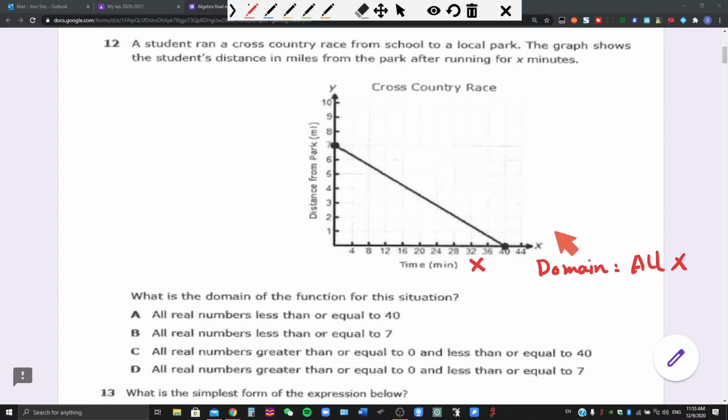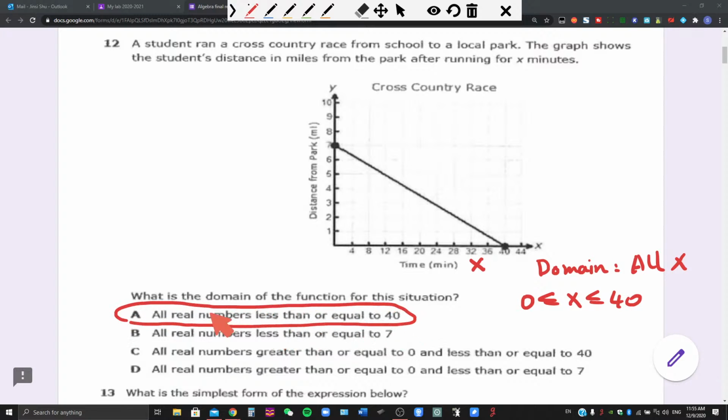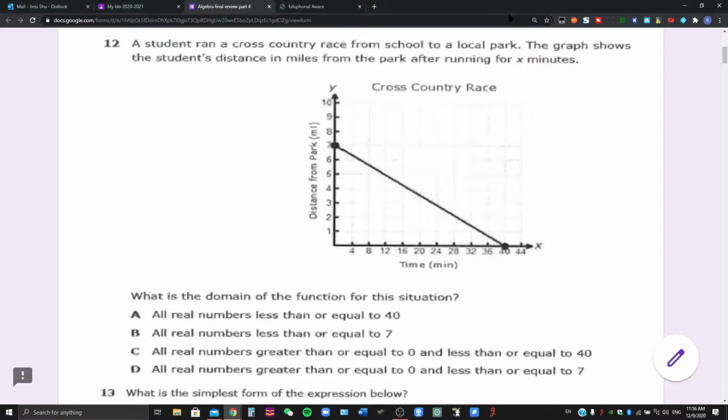So the domain will be everything from 0 to 40. And that will be all real numbers from 0 to 40. Right? The domain is this part. Okay, this is the domain. Right? Okay, the answer is A. And next.